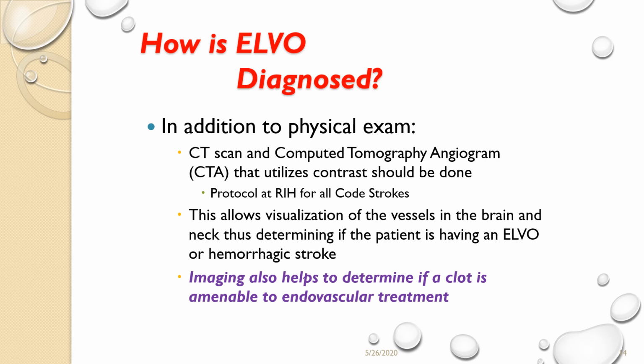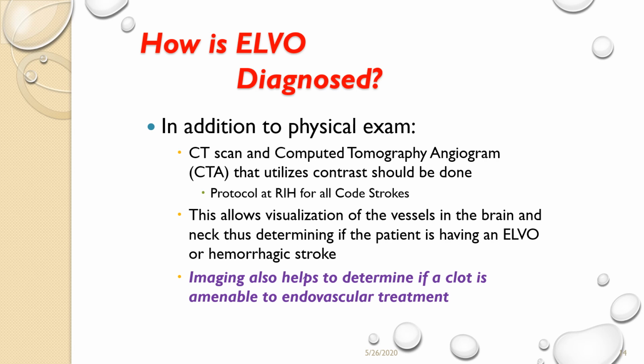In addition to the physical exam, they're going to need a CAT scan, right? And they may also get a computed tomography angiogram, and that one utilizes contrast. So a regular CT is done without contrast, but they may also need a CTA. And that's what they're doing right now at Rhode Island Hospital for their code strokes. They want to see if they can see the map and pinpoint the area, so that they can see if it would be amenable to thrombectomy.